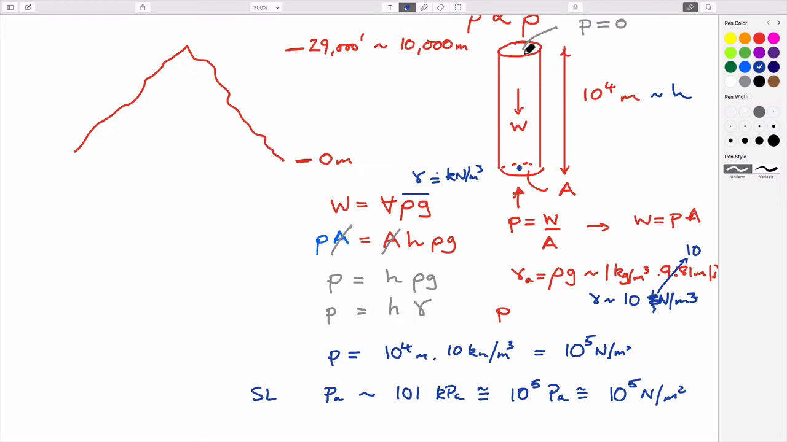So our assumption here is actually not bad, because if you go from 10 to the 5 here, it assumes that this is 0. So basically, if you looked at the pressures in this column, the pressure with depth would look something like this. 0 at this point, and this would be 10 to the 5 pascals.